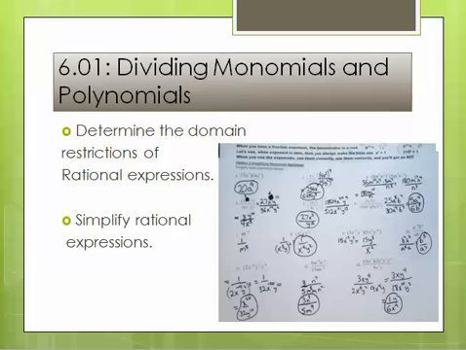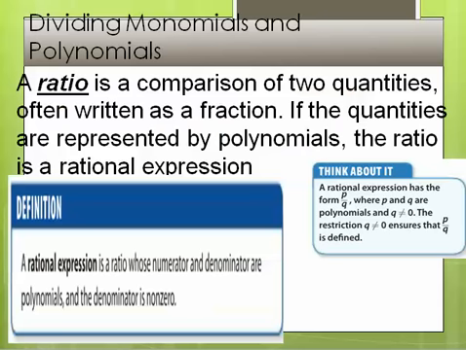Okay? So what we're taking up now is the concept of dividing monomials and polynomials. So we're going to determine the domain restrictions that we might have with rational expressions and do some simplification of rational expressions. What are we talking about? Well, when we're talking about dividing monomials and polynomials, we're talking about a ratio. A ratio is a comparison of two quantities. It's written as a fraction.